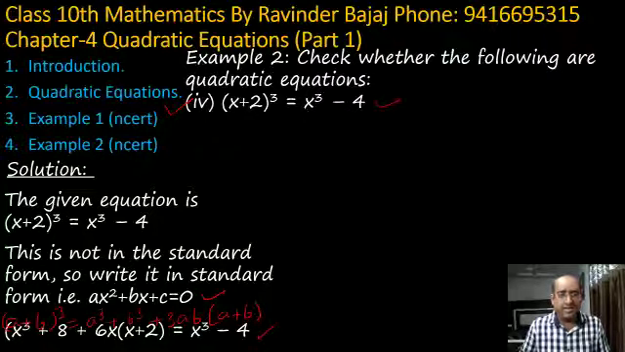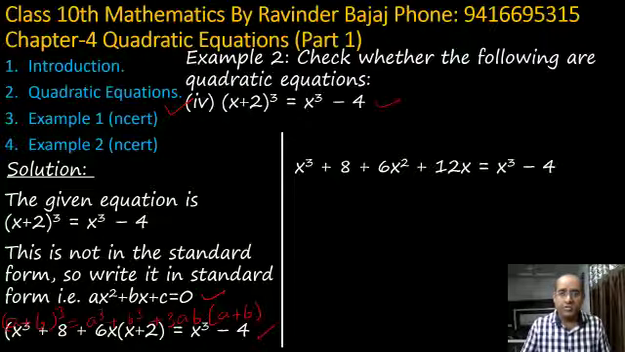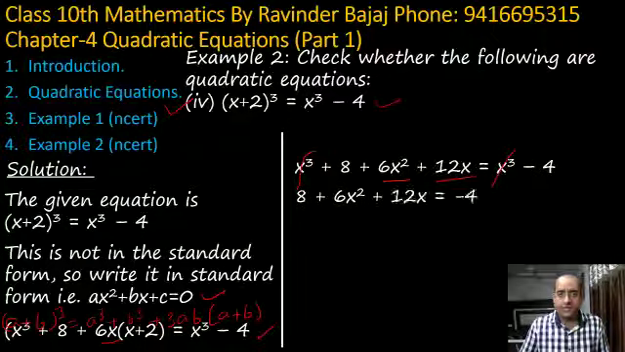Now again I'll multiply 6x inside the bracket. x cube plus 8 plus 6x into x will become 6x square, and 6x into 2 will become 12x, is equal to x cube minus 4. Now this x cube is cancelled with this x cube, because it will come this side and become minus x cube. Now I'm doing the next step: 8 plus 6x square plus 12x is equal to minus 4. Now this minus 4 will come this side, it will become plus 4.